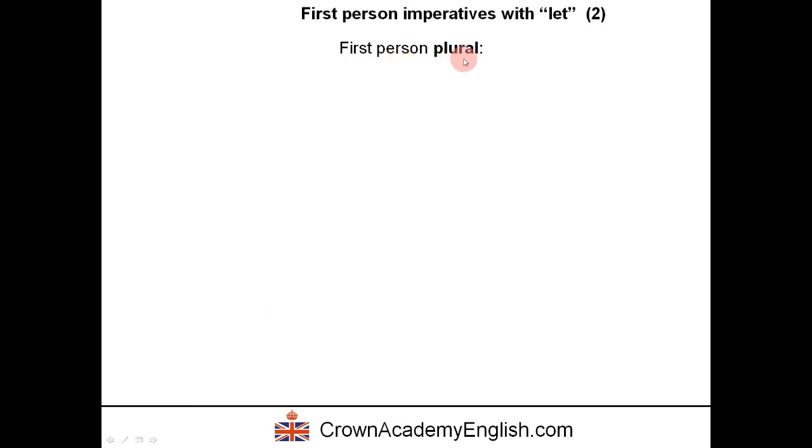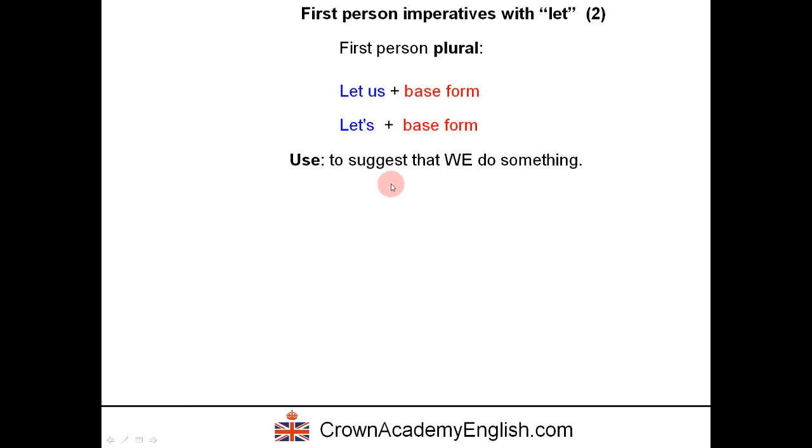And we also have the first person plural. The form is let us followed by the base form. So this is the full form, but this is not very common. We often use the contracted form, which is let's followed by the base form. And the meaning is to suggest that we do something. Okay, so you're talking to someone and you make a suggestion that the other person and you do something together. Okay, so you're suggesting that we do something.